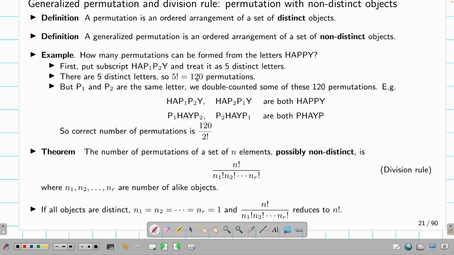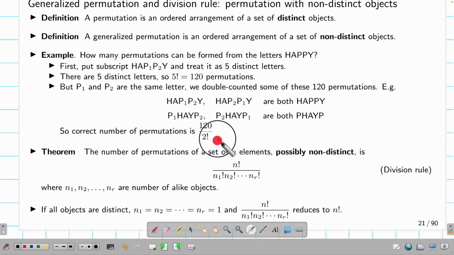But within these 120 permutations, you double count some of them. For example, HAPPY with P1, P2 and HAPPY with P2, P1 are both HAPPY. The difference is only the order of the P's. Similarly, for PHAYP, you just swap P1 and P2 and you get the same string. Originally, you don't have P1 and P2, you just have two P's. They're the same thing, so you have double counted twice. So you have to divide by 2. And actually, not divide by 2, divide by 2 factorial.